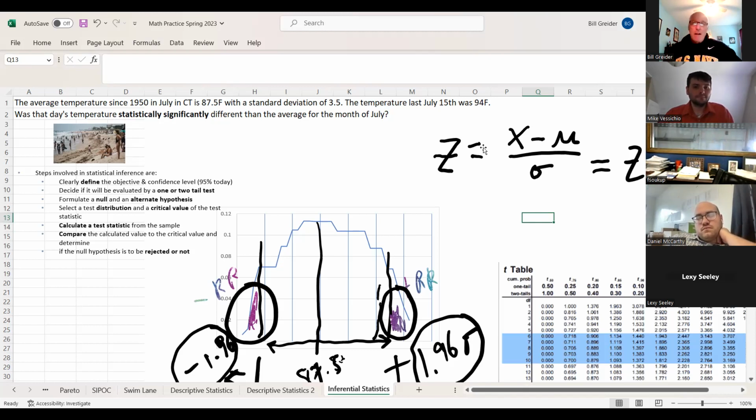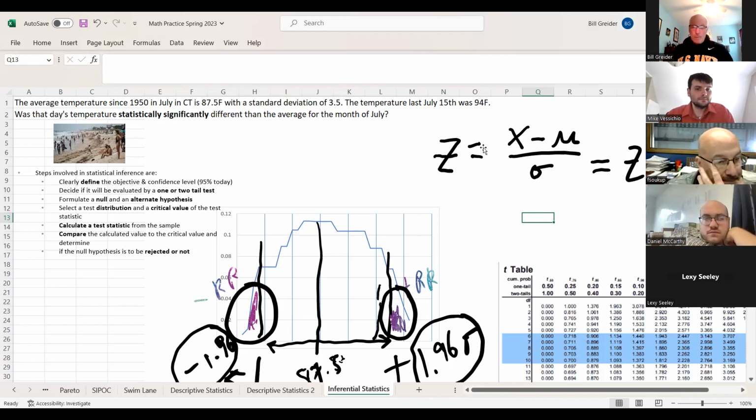The next step, and this is again going to be common through all the testing we're going to do, is we formulate a null and an alternate hypothesis. In my null hypothesis, the way I think about it is I'm innocent until proven guilty. And what that means is the temperature on July 15th was not statistically significantly different than the average for the month of July. So I always start out with the null. The null means no, it's not significantly different. The alternative hypothesis is yes, July 15th was statistically significantly different than the average for the month.